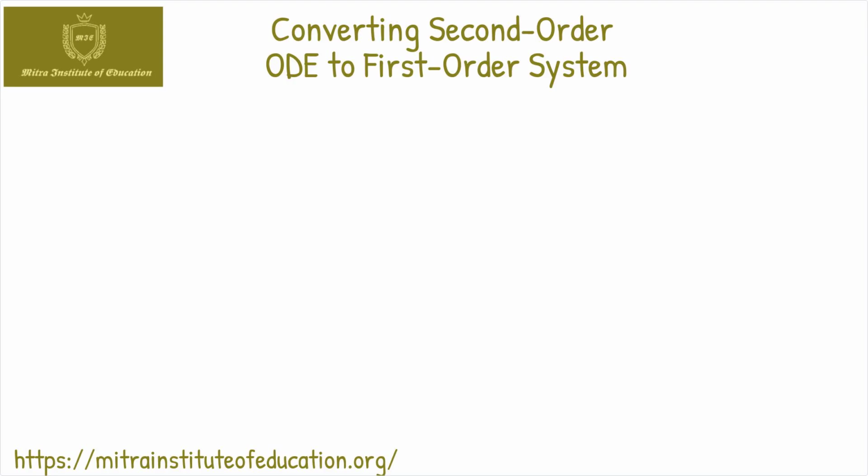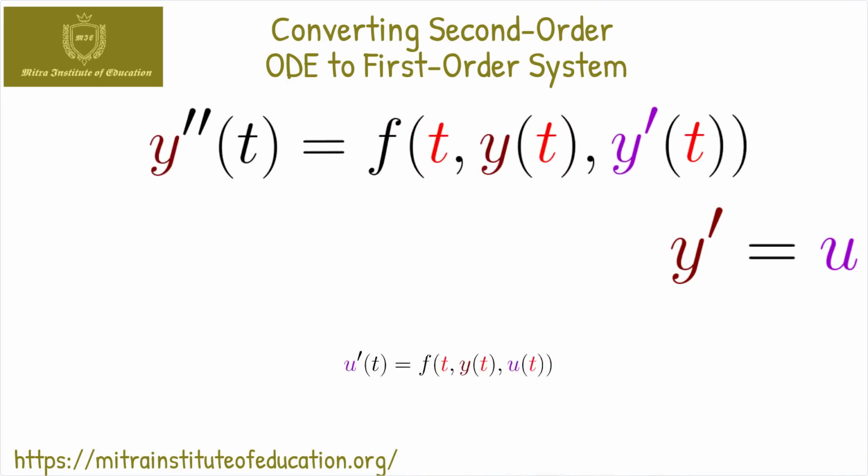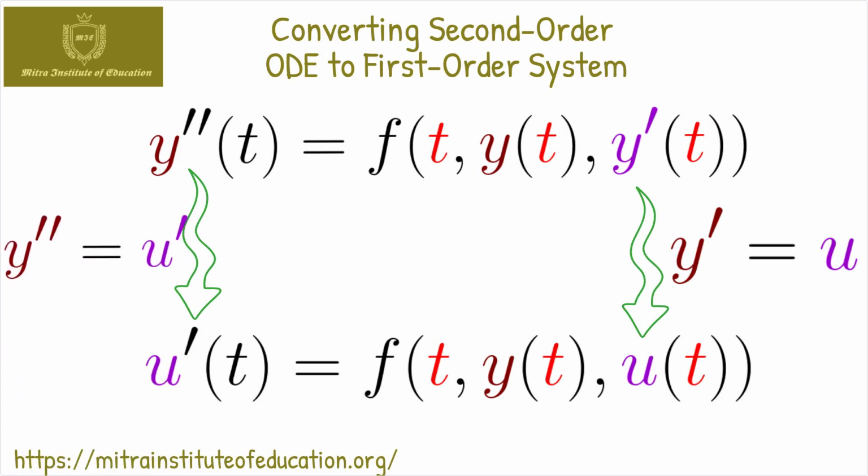By introducing an auxiliary variable, u, such that y prime equals u, we can convert the second-order differential equation into a system of first-order equations. This transformation simplifies the problem and sets the stage for more efficient solving methods, which we'll explore further in the next steps.